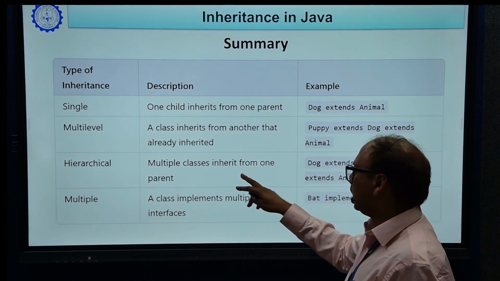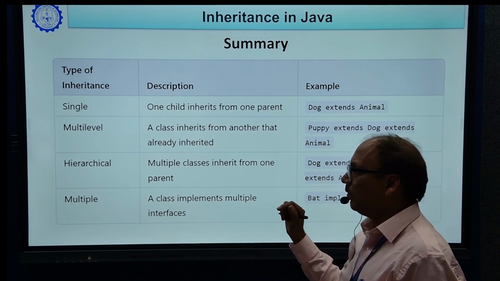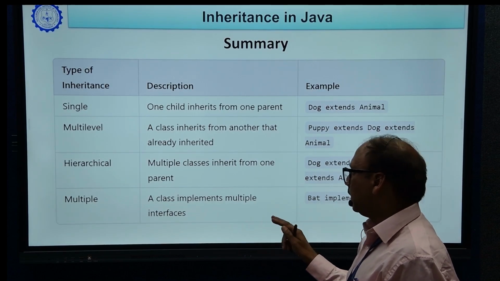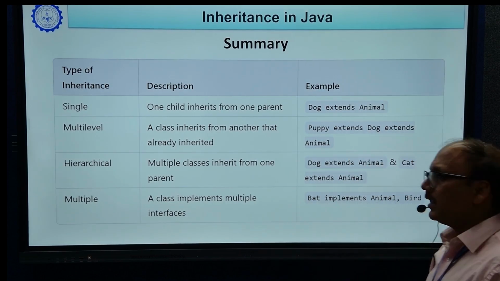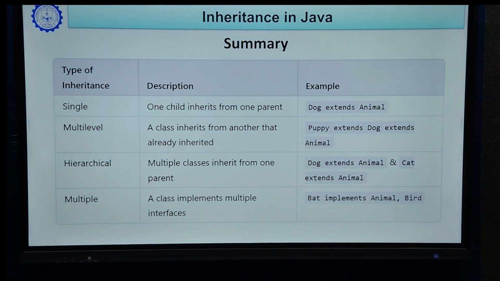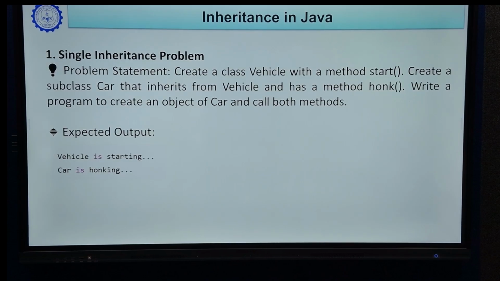Hierarchical means multiple classes inheriting from one parent, and multiple means a class implements multiple interfaces. We cannot say that multiple parent classes are there, we can say multiple interfaces are there, and these are inherited by the child class, right? So these are some problems written over here for students to solve.